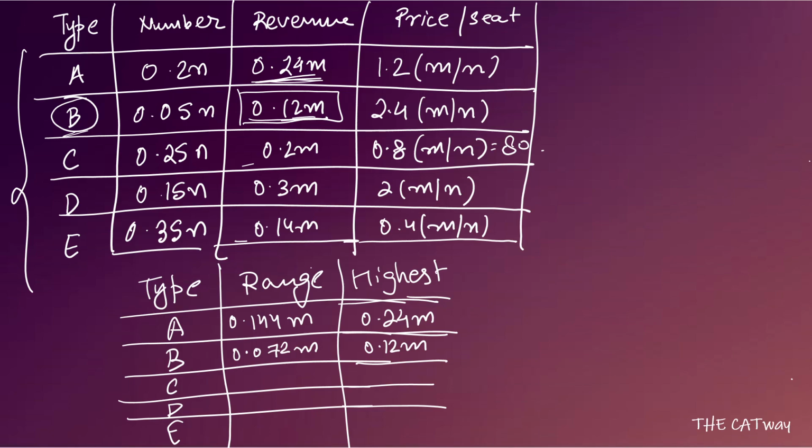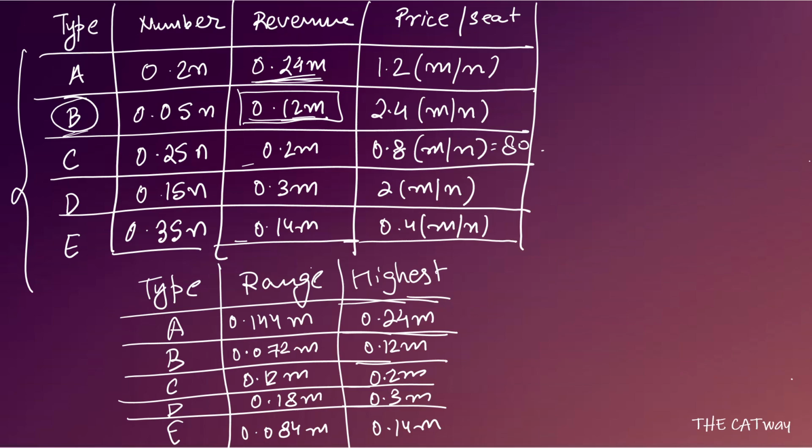Now coming to C, 0.2 M is the 100%. If 60% seats are sold, then it will be 0.12 M. And the maximum limit will be 100%, that is 0.2 M. Similarly, we can calculate for D and E. For D, 60% comes out to be 0.18 M, and for E it will be 0.084 M. And the maximums, we know, are 0.3 M and 0.14 M.